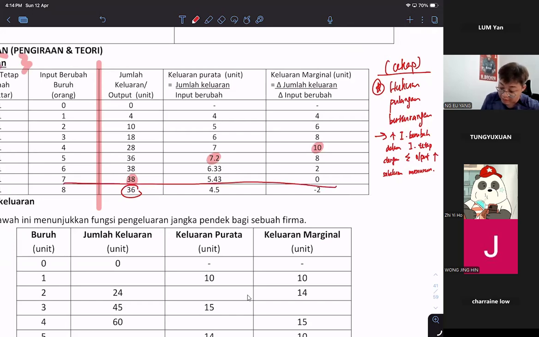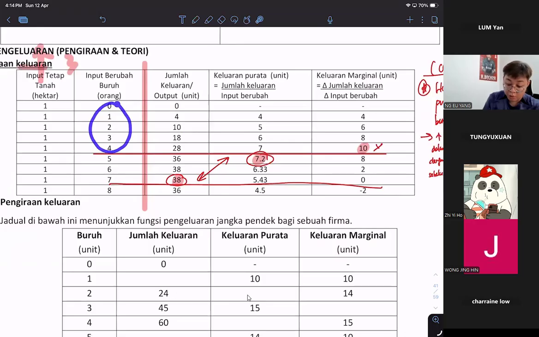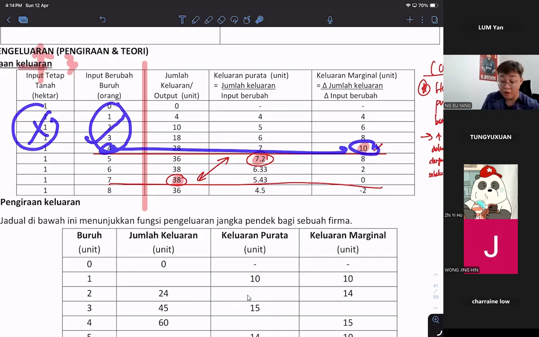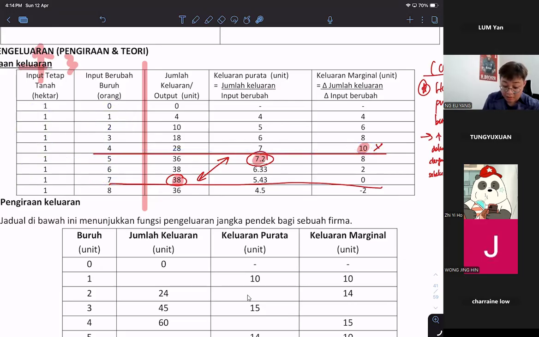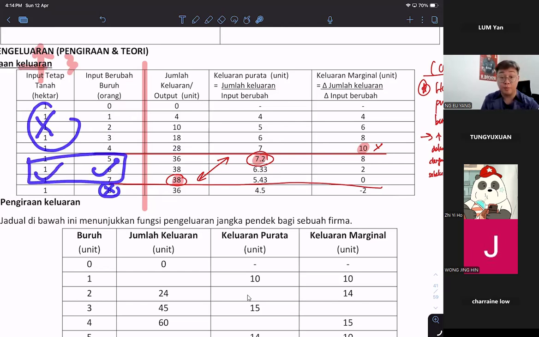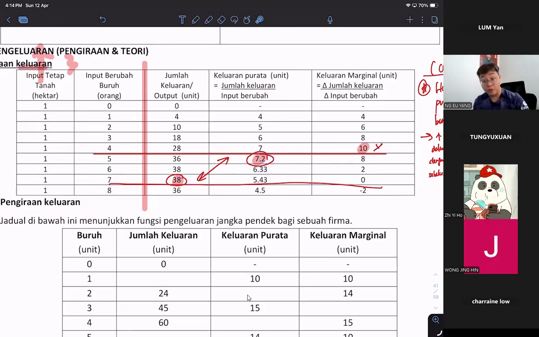So that's why, after the maximum point for keluaran marginal, starting from the keluaran purata and jumlah keluaran, this is your hukum pulangan berkurangan yang paling cekap. So remember, for the first 4 buruh, we are wasting the land, utilizing the input berubah for the buruh keempat. So that's why we can produce the maximum point for this 4th labor. So this paling cekap is able to utilize both the input tetap and input berubah. After the buruh ke-7, we are wasting the input berubah. So this is wasting the input tetap. This is able to utilize the input tetap and input berubah secara paling cekap. Understand? So this is the purpose.